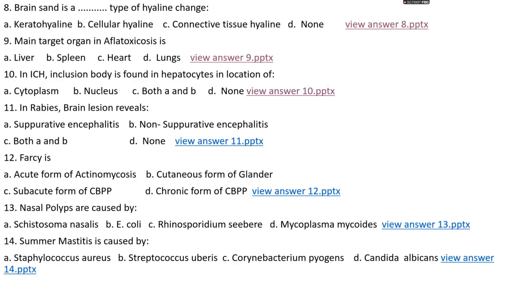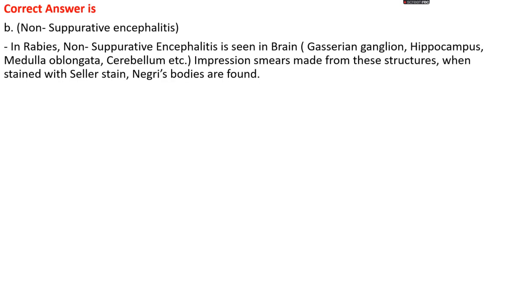Question number 11. In rabies, brain lesions reveal option A, suppurative encephalitis, option B, non-suppurative encephalitis, option C, both A and B, option D, none. The right answer is option B, that is non-suppurative encephalitis. In rabies, non-suppurative encephalitis is seen in the brain. The major parts of the brain involved include Gasserian ganglion, hippocampus, medulla oblongata, and cerebellum.